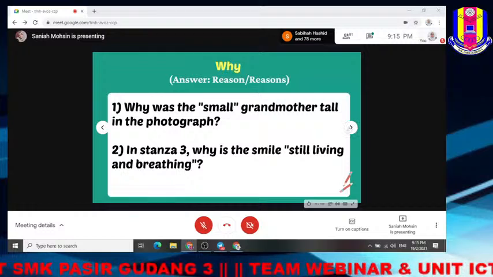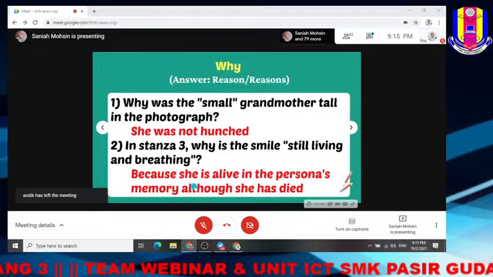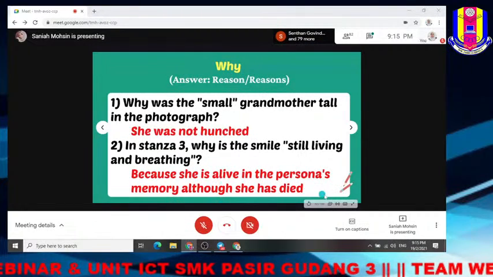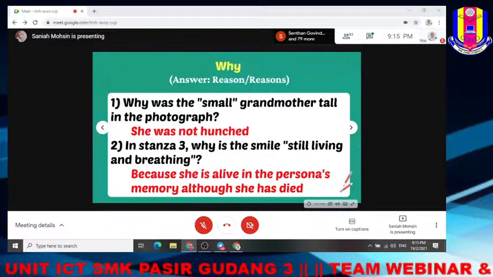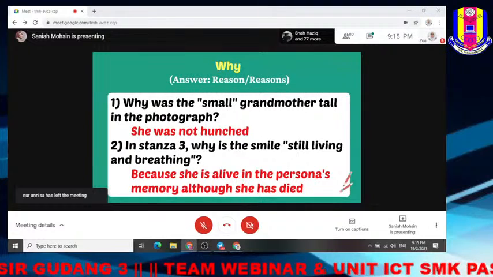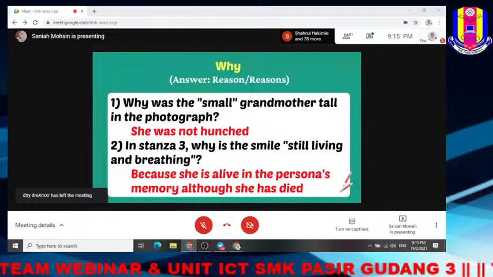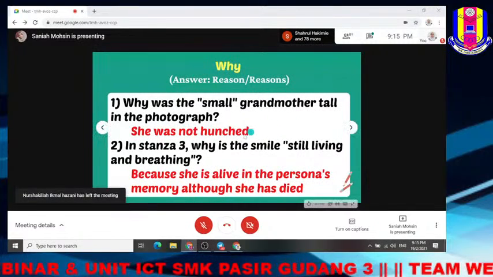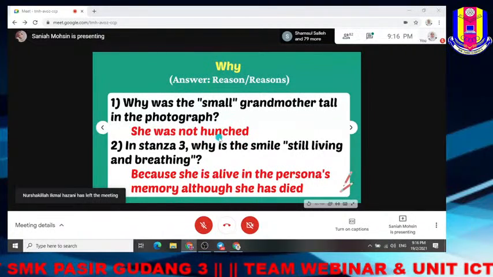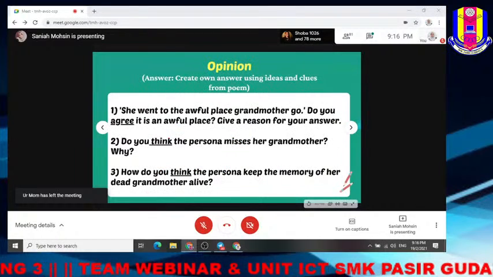So you talk about the memories, for example. You say because she is alive in the person's memory although she has died. So boleh jadi dalam hidup kita, someone we love might no longer be in our life, dah tak ada, tapi dia masih hidup dalam pemikiran kita. Dia masih hidup dalam memory kita. So yang soalan satu tadi, selain daripada he was not hunched, dia tak bongkok, he was younger, macam Syawal cakap tadi.